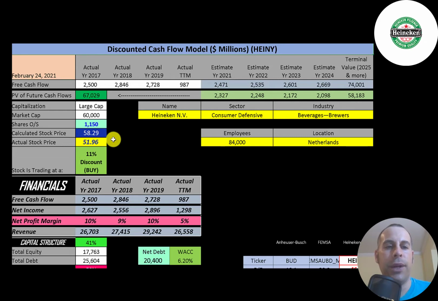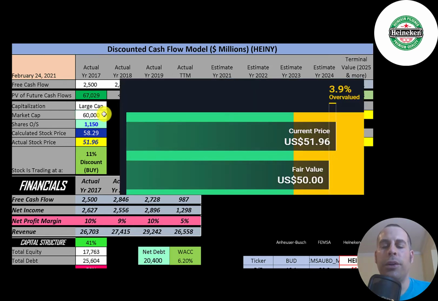They're trading at $52, so they're trading at an 11% discount. It's a buy according to the model. Simply Wall Street values the company at $50, so they're saying it's overvalued. They're saying it's a sell.